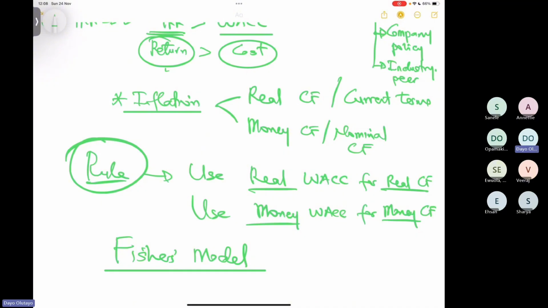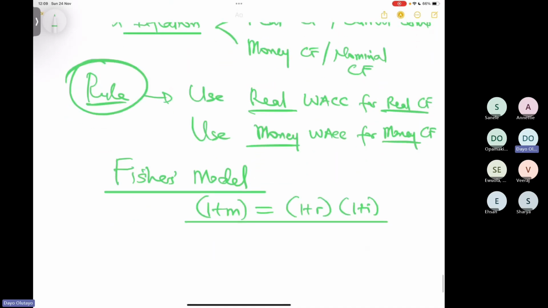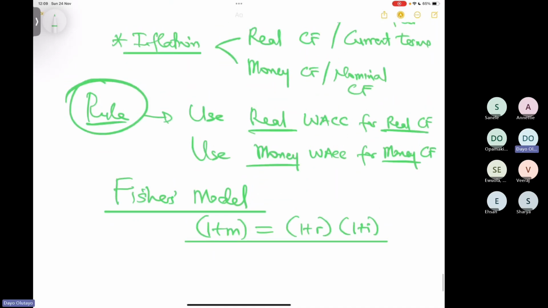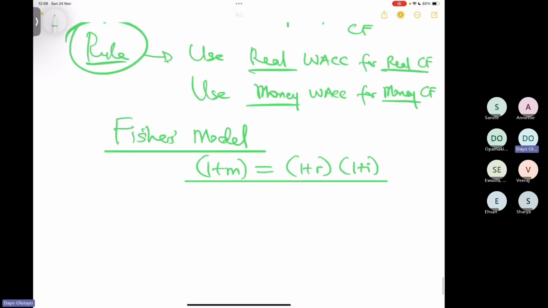Fisher's model is the guide that will help you to convert money rates to real rates or real rates to money rates. And this is the formula. It says that 1 plus money rate equals 1 plus real rate multiplied by 1 plus inflation rate. So anytime you need to convert rates across money or real, you make use of this formula. It's going to help you. Okay, so that is the inflation part.